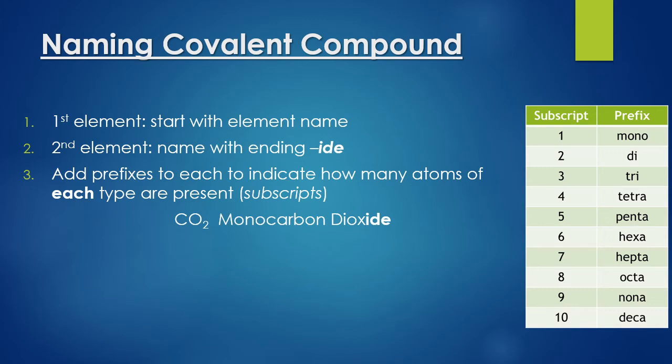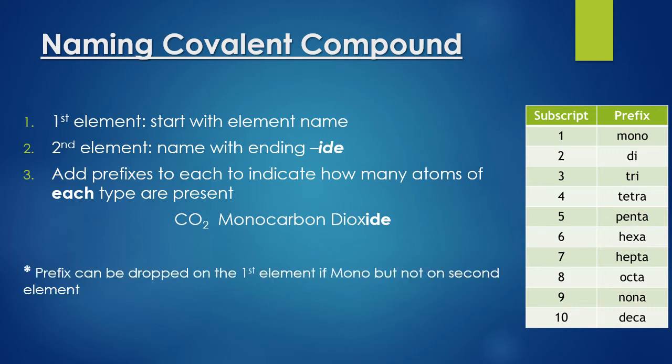So this is where we get our first exception. There's always exceptions to every rule. The exception is that the prefix can be dropped on the first element if there's just one, if it's mono. What that means is, if there's only one atom of the first element in that chemical formula, you do not put the prefix. You do always need the prefix on the second element, and you will always need the prefix on the first for numbers 2 on up.